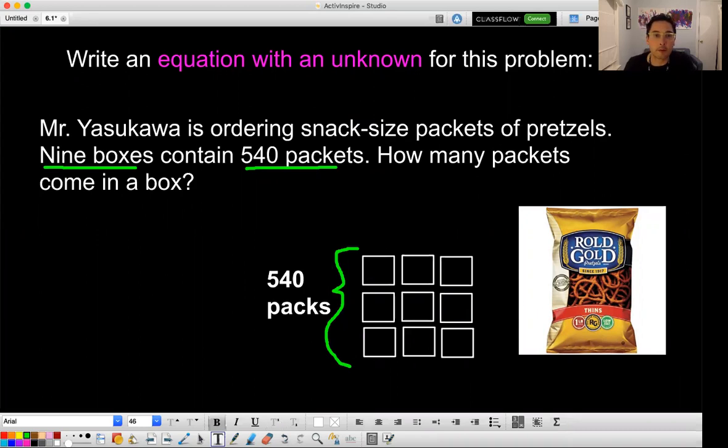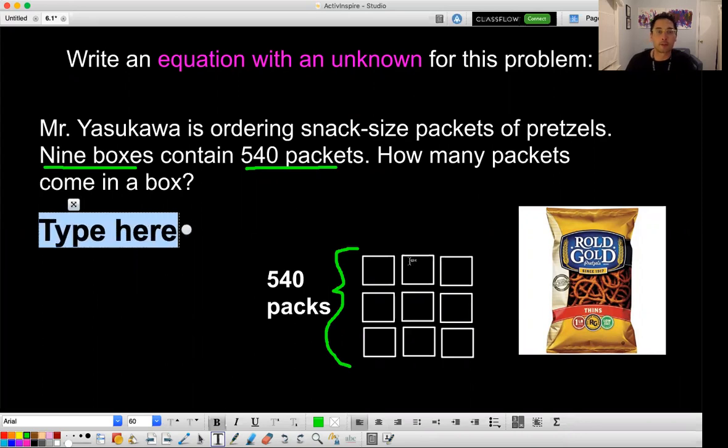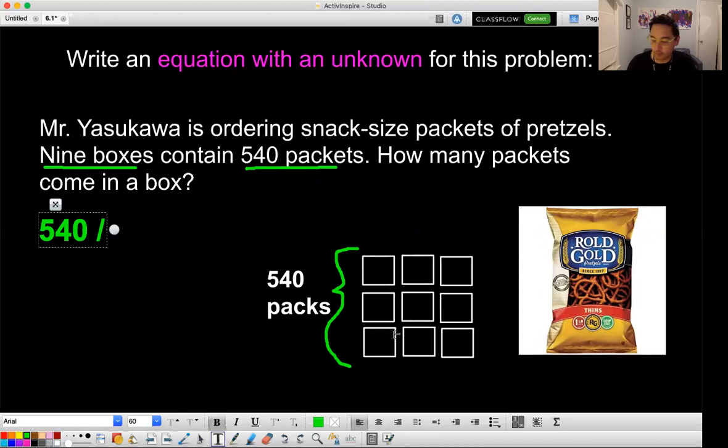So if we were going to write an equation with an unknown for this, we could think of it a couple different ways. One of them is thinking of it as, okay, we have 540 total, and then we want to divide that 540 so that there's a little bit in each one of these boxes. And how many boxes are there? There are 9 of them. So that's going to equal how many packs there are going to be in each of these boxes.